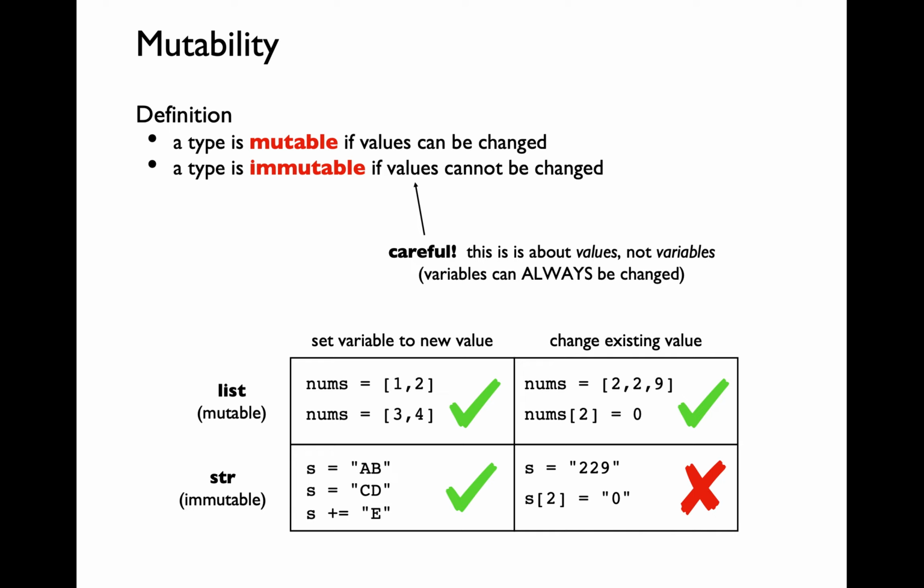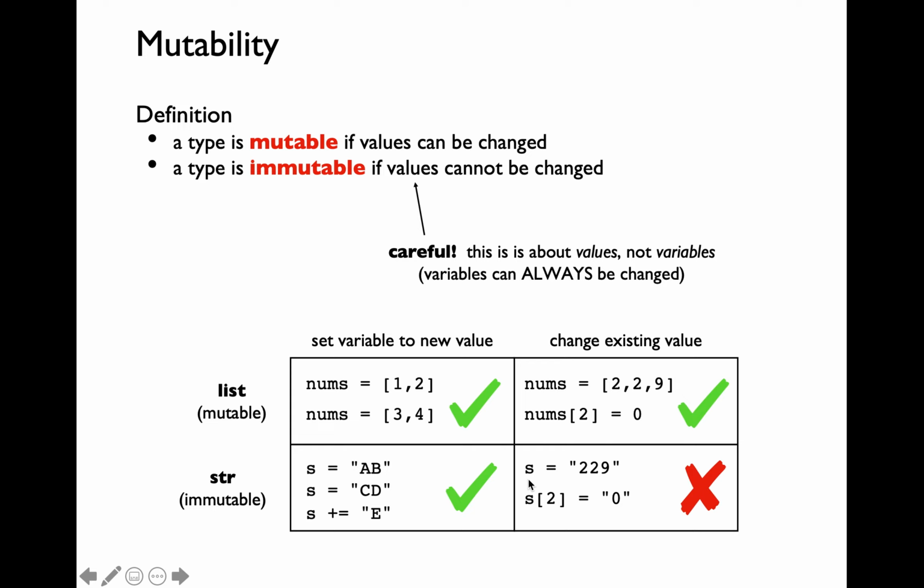Let's go through examples for lists and strings. Let's say that you have a list nums which contains the items 2, 2, 9. Let's say that we want to replace the third item 9 with a value of 0. I can simply do that by using indexing. I could say nums of 2, then I can say equal to the new value. This works for a list. That's because list is mutable.